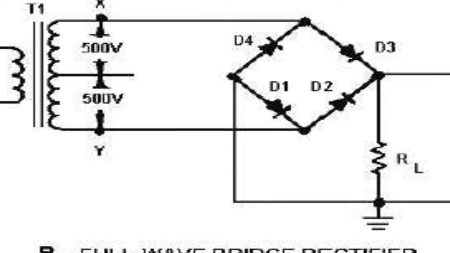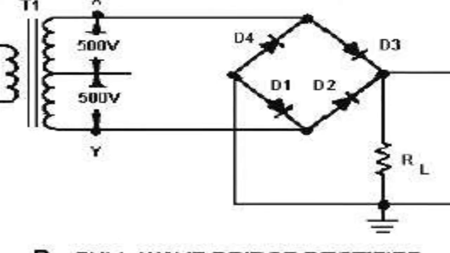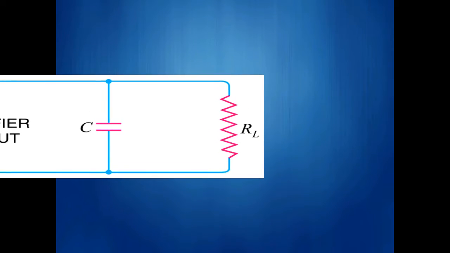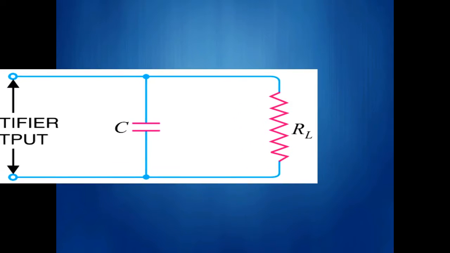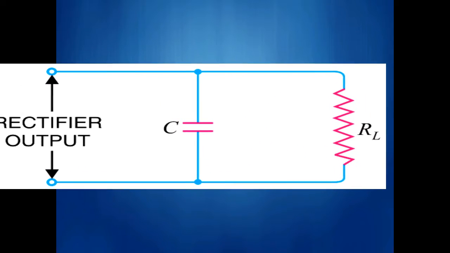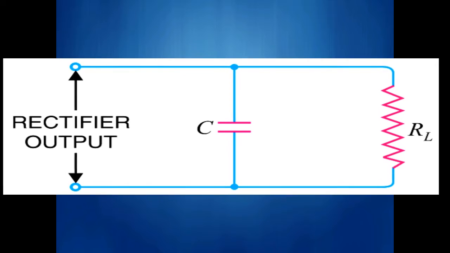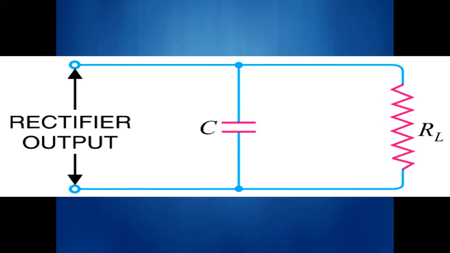Then we use a filter for filtering the pulsating DC, and we get the proper DC. A filter is a device which passes the DC component to the load and blocks the AC component, so it smooths the output. And then we put a voltage regulator, because the magnitude of the output DC voltage may vary with the variation of either the input AC voltage or the magnitude of the load current.